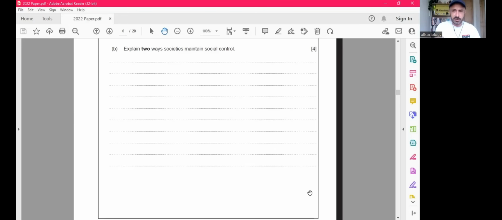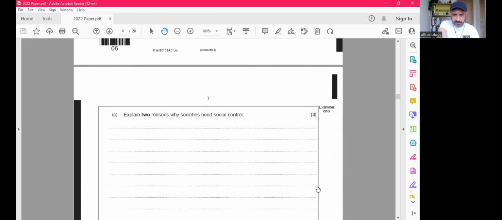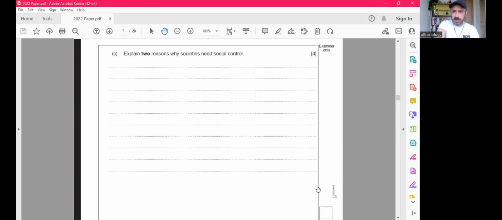Okay, so just make sure you can show that distinction between formal and informal social control, and of course the types of sanctions that might be used as well. So on to the next question. This one is 3C. Explain 2 reasons why societies need social control. Now, I think this can be a bit of a tricky one.